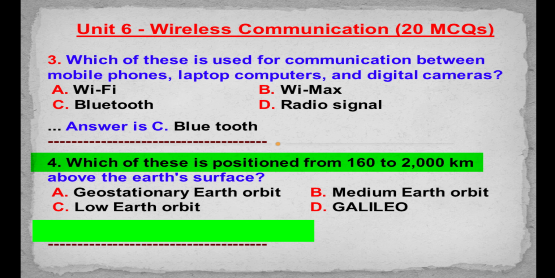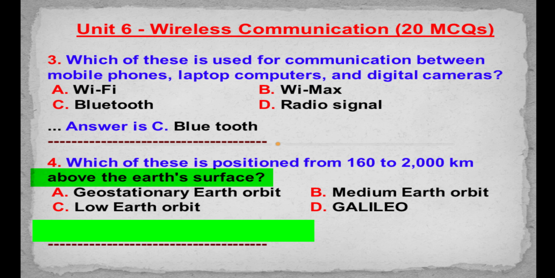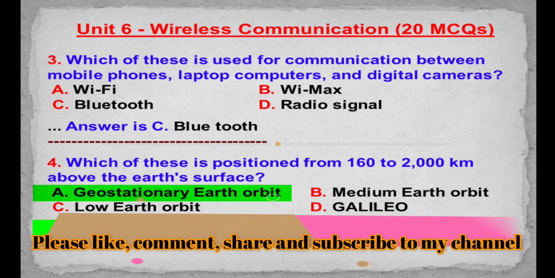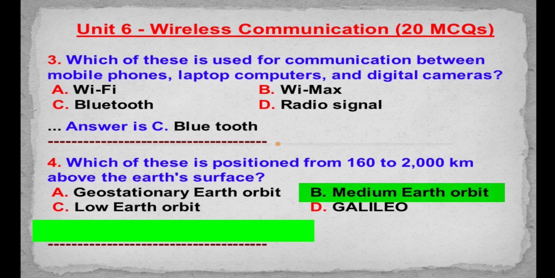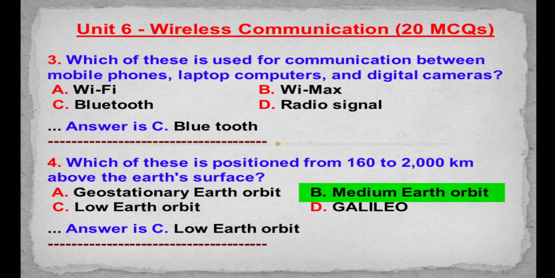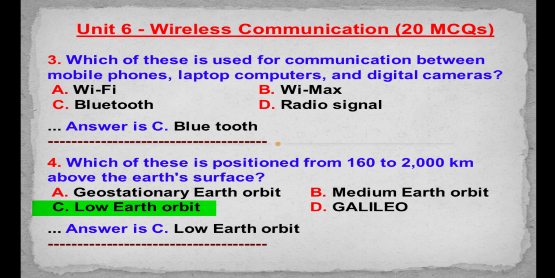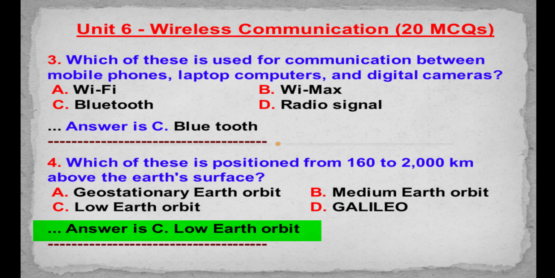MCQs number 4. Which of these is positioned from 160 to 2000 kilometers above the Earth's surface? Option A, geostationary Earth orbit. Option B, medium Earth orbit. Option C, low Earth orbit. Option D, Galileo. Correct answer is option C, low Earth orbit.